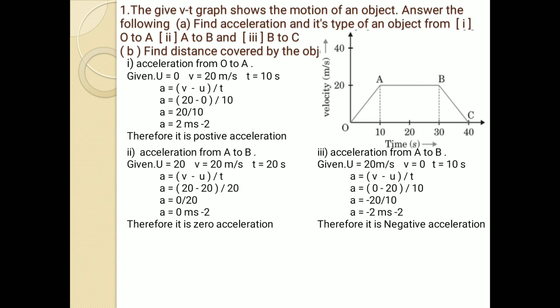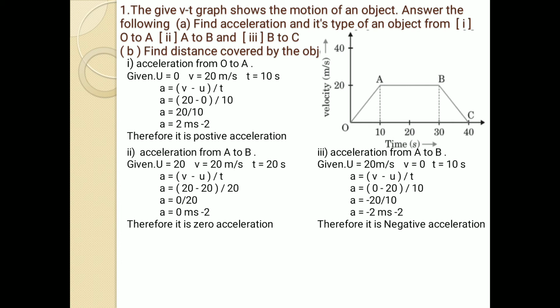First you have to know which is the initial velocity and which one is the final velocity. Keep in your mind, velocities we are always considering the y-axis value. Time we are always considering the x-axis value. That is the first thing. Now we are going to calculate acceleration from O to A. What is the initial velocity here? Initial velocity is 0 because from O to A the object starts from rest.